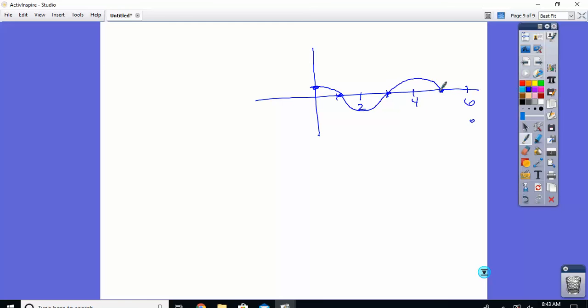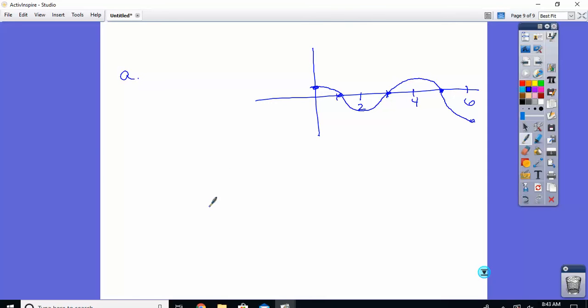Something like this. Then part A, if you're looking at the problem, you have to be careful. Is this the graph of the original function? No. It says at the beginning, the graph of the derivative is shown. So you have to think about what this derivative tells you.